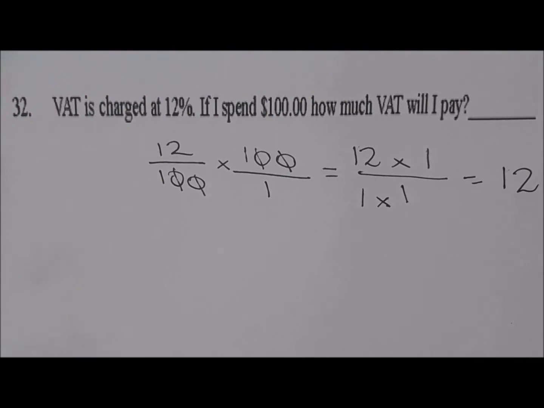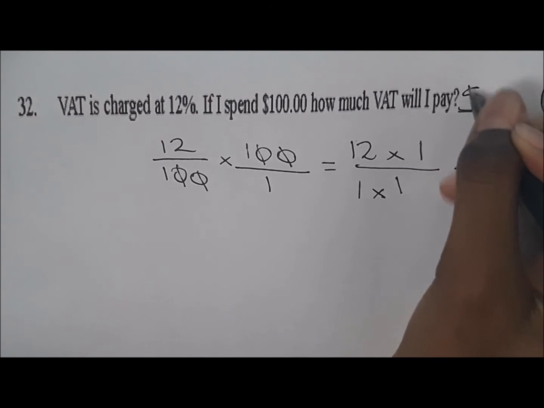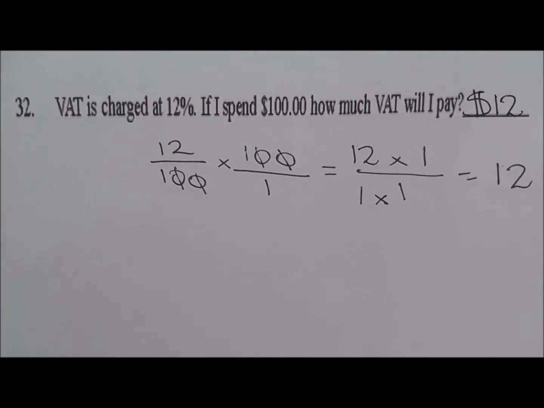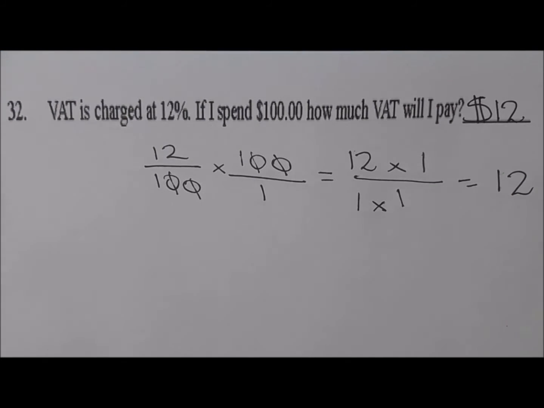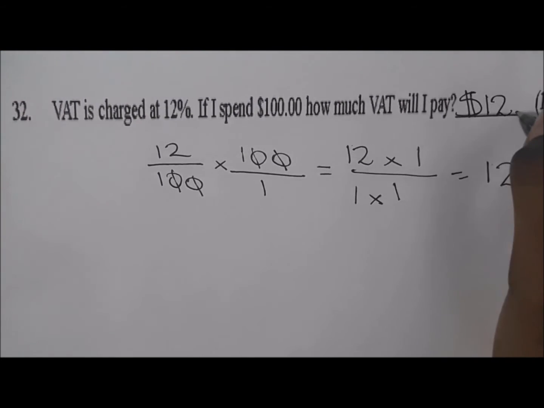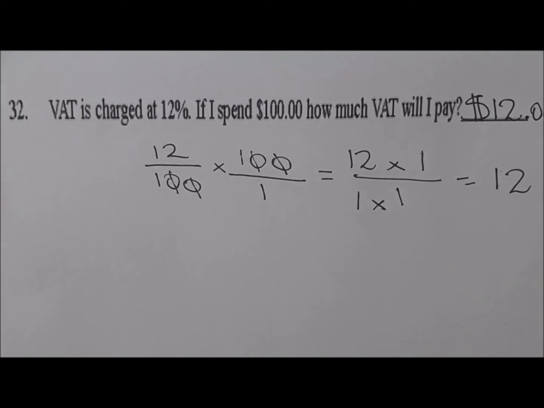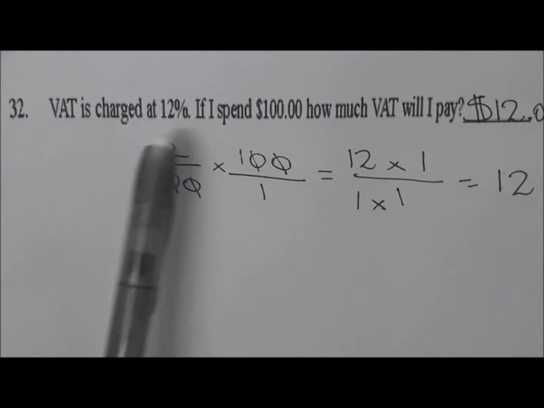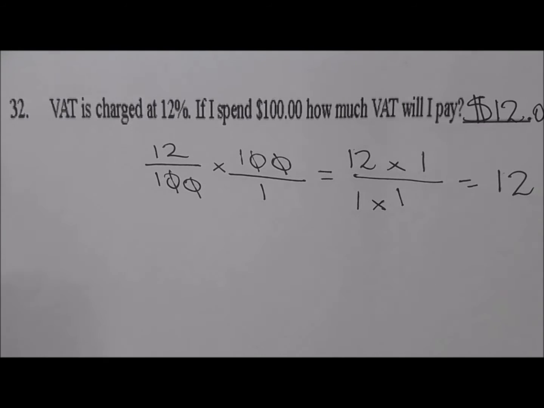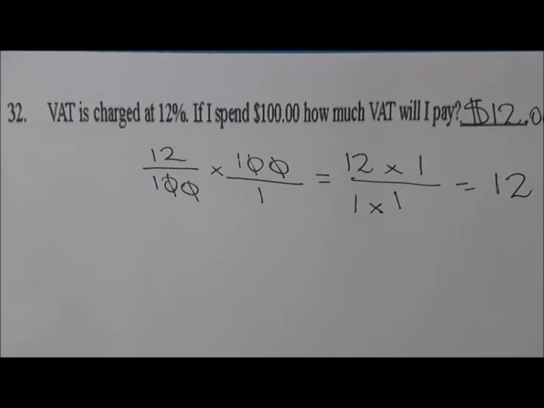12, because it's 12 over 1, so the answer is 12. And the answer would be in what? Dollars. Okay, so put the answer in dollars. Okay, 12.00. Put 12.00 up there. Now remember, for this, some students get confused and they put percent as the answer. No, it's not 12%. They're asking you how much VAT will you pay, and the VAT is in terms of money. So you have to put dollars for the answer. Very good. Let's move on to number 30.